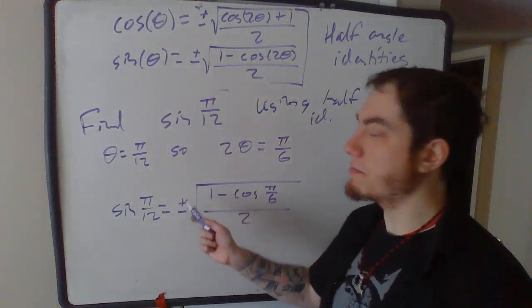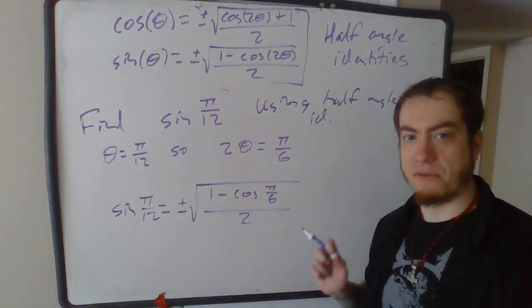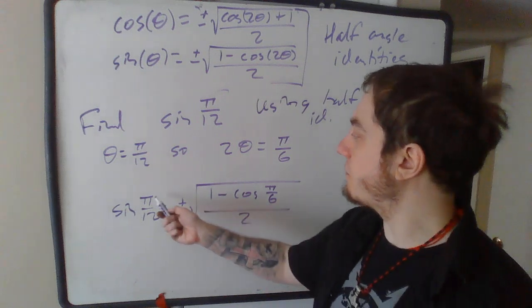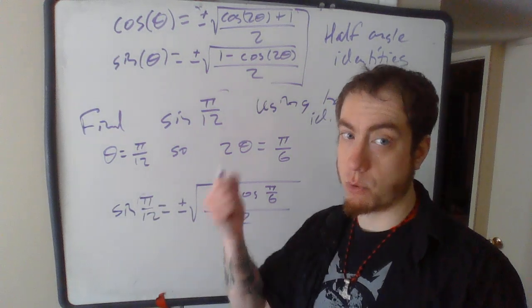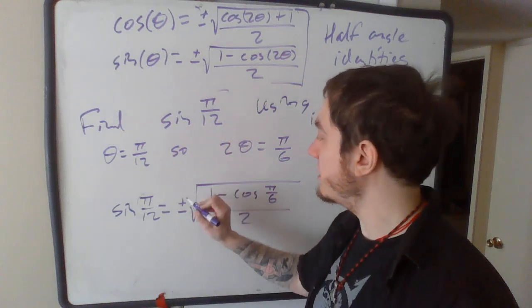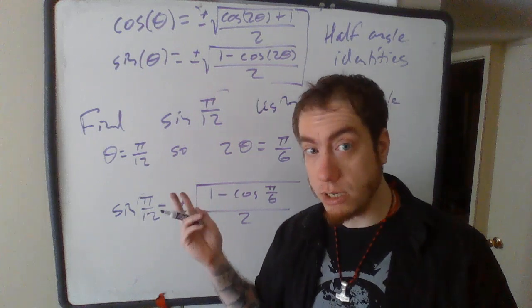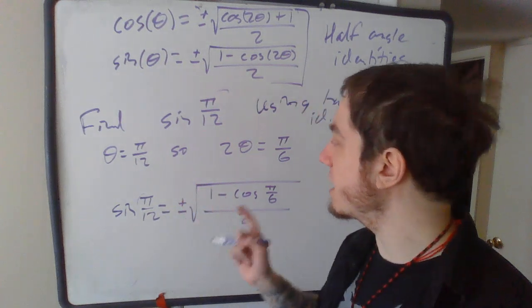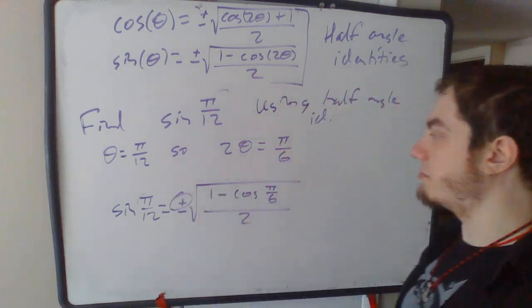Now, should I take the plus or the minus here? Think about that for a minute. If you're having trouble figuring that out, ask yourself, what quadrant is pi over 12 in? It's in quadrant 1, right? And is sine positive or negative in quadrant 1? Hopefully you guys are remembering, in quadrant 1, all the trig functions are positive, so we want to take the plus answer.